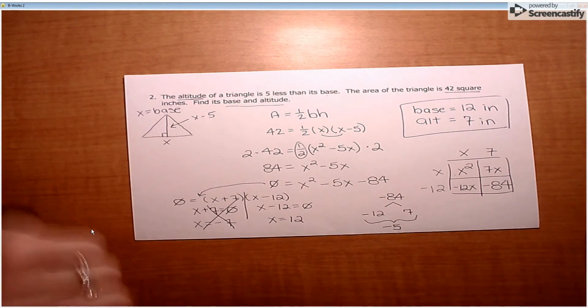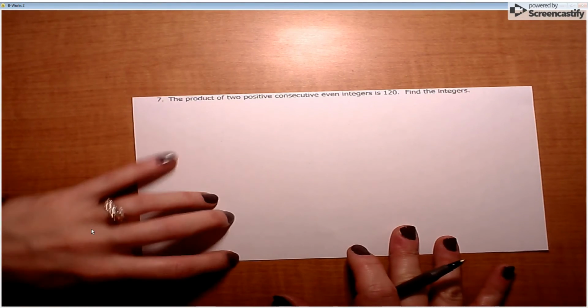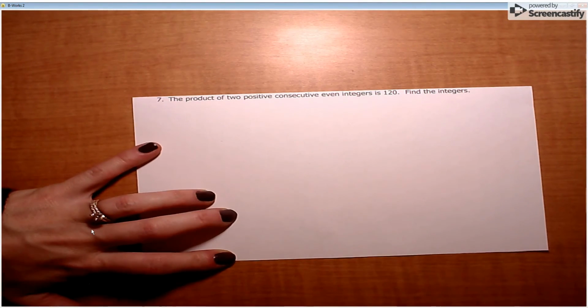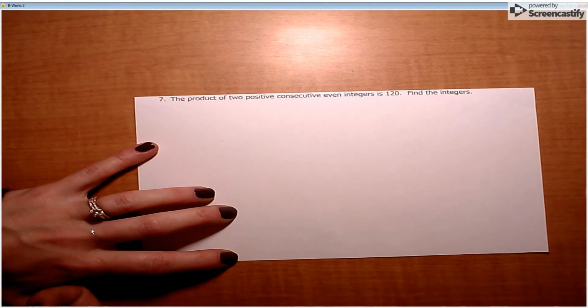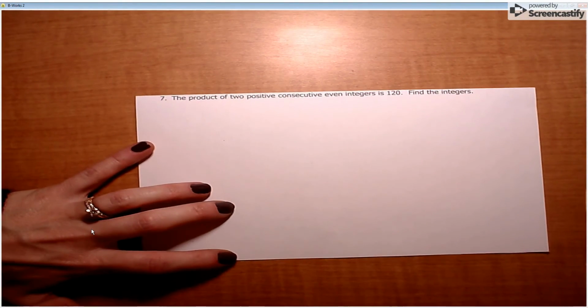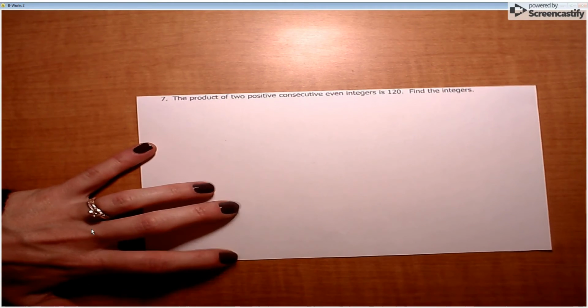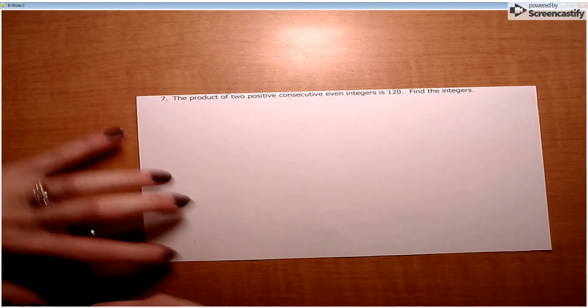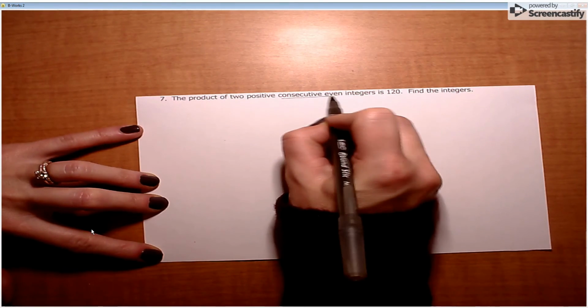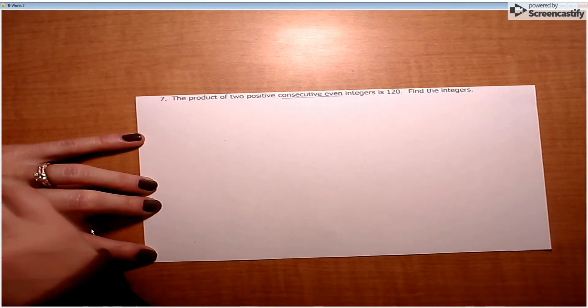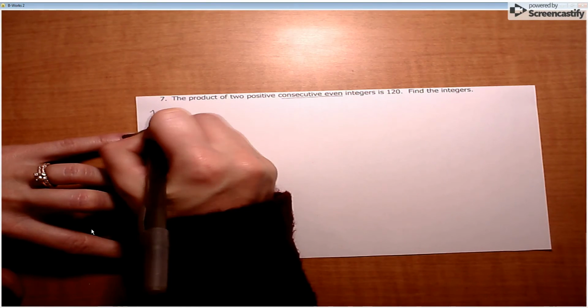The next question that we're going to do is question number 7. The product of two positive consecutive even integers is 120, and our goal is to find these integers. So there's a couple things that we need to talk about. I need to know what it means for integers to be consecutive.